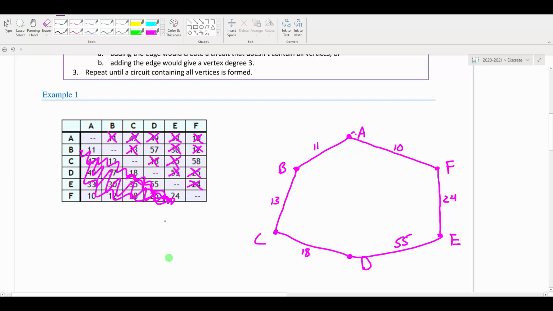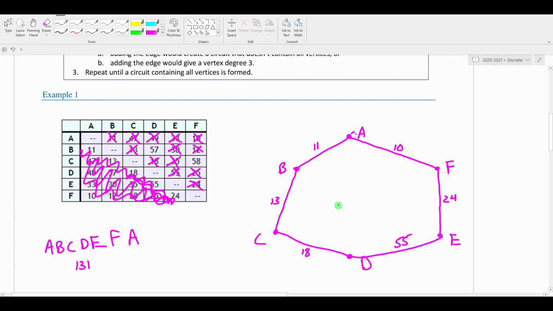So the next thing we want to do is describe our circuit, so you can just go in order around our circuit here. So we can say A, B, C, D, E, F, and back to A, and then add up your edges to see what the total cost of the trip is. And I think if you add this one correctly, you should get 131. Okay. So that's how you go from table to your graph.